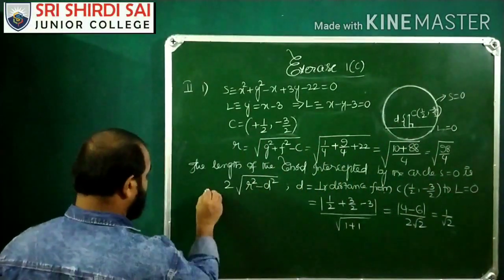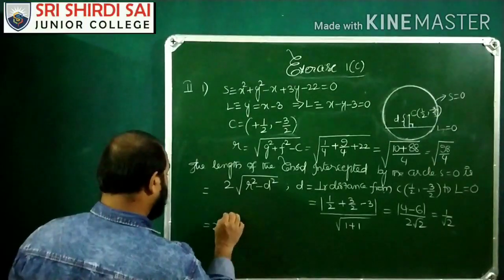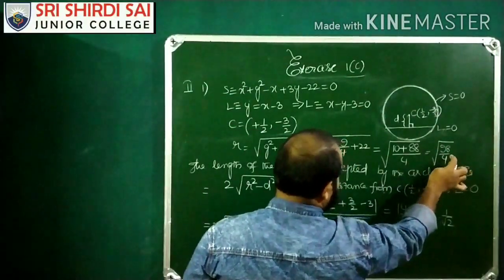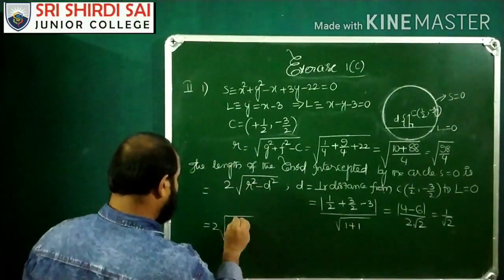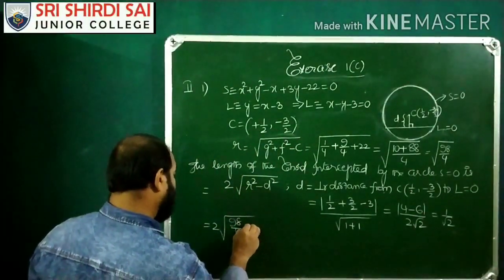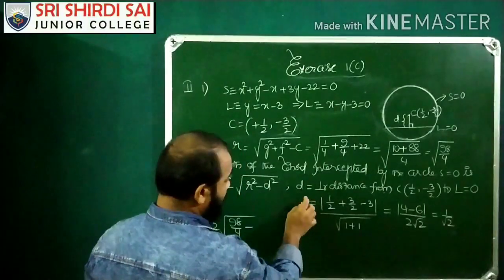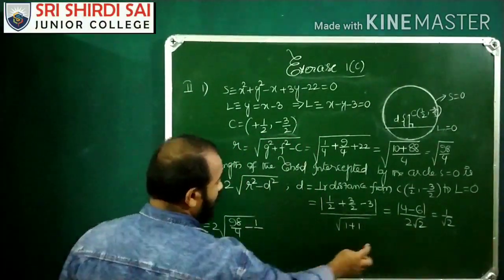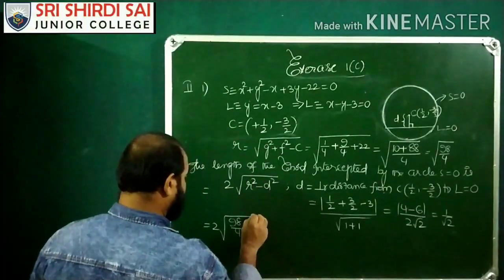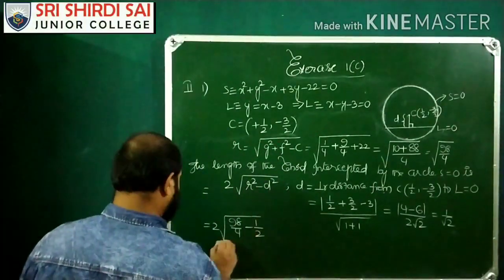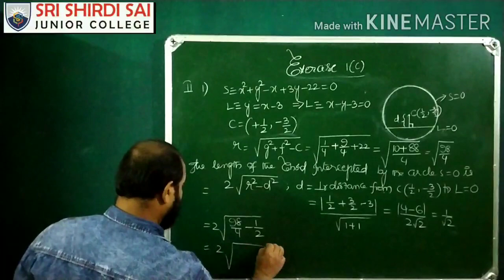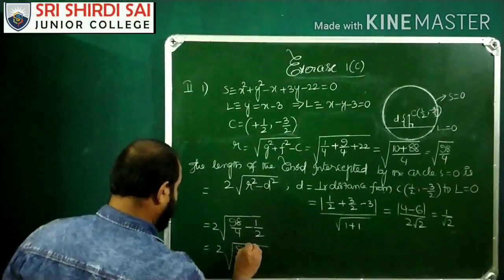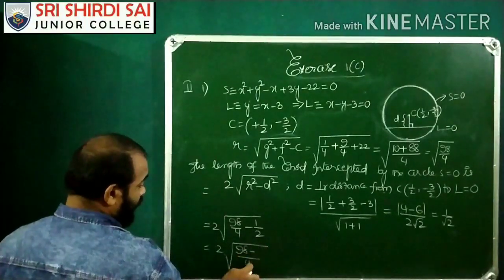Now, 2 into what is r square? r is equals to root 98 by 4. r square is 98 by 4 minus what is d? d is equals to 1 by root 2. What is d square? 1 by root 2 whole square, which is 2. That is equals to 2. LCM of 4 and 2 is 4. This is 98 minus, so 4 by 2 is 2.